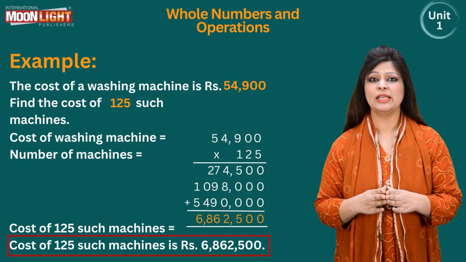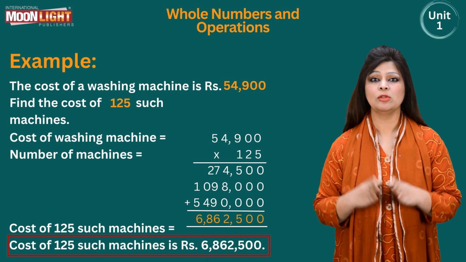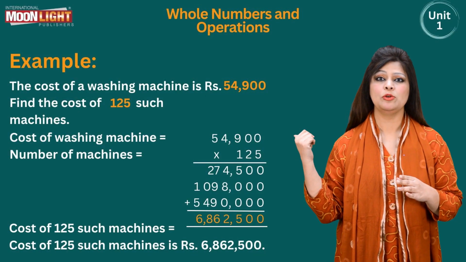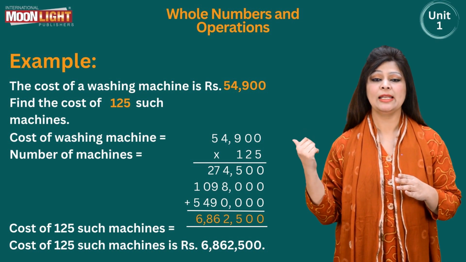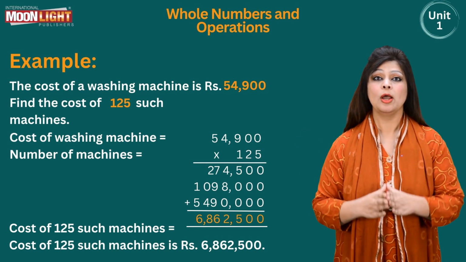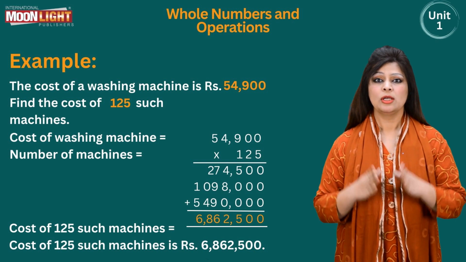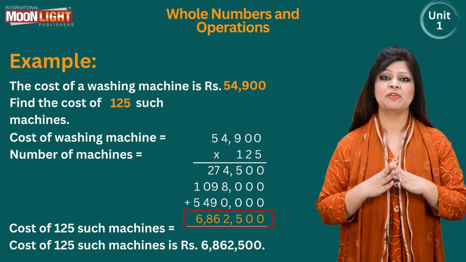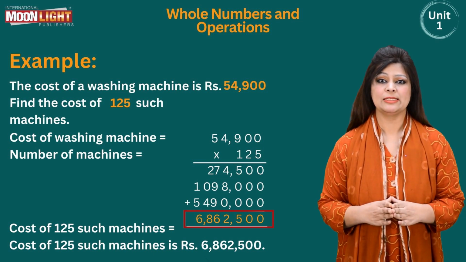But which thing is important is I need to write down the commas. For writing down the commas, starting from ones, you will need to count 3 digits and then again 3 digits and then you are going to place commas. So the final answer is 6,862,500. That is your final answer.